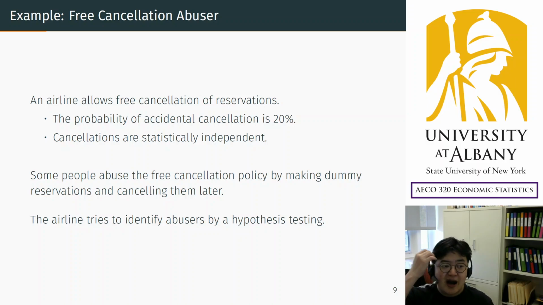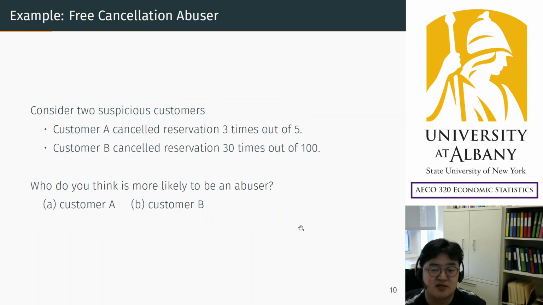Now I'm going to think of it as a hypothesis testing problem. So there is a customer, and suppose that you are the airline company CEO, and you believe that the customer is a good customer, who does not abuse the policy. But if you believe some customer is an abuser, then you have to ban them, right? You have to put some penalty on the abusers. So how can we do that in hypothesis testing?